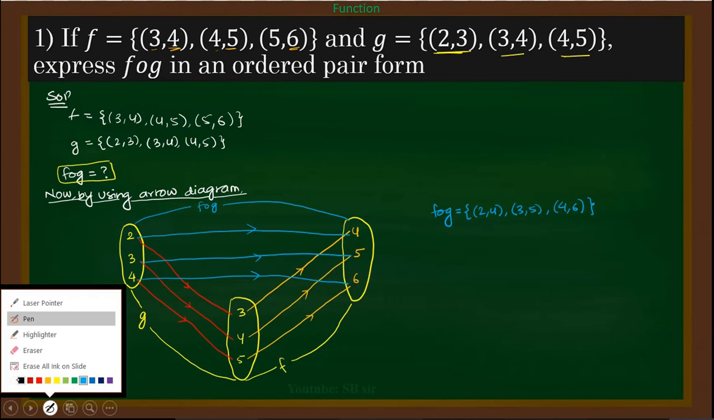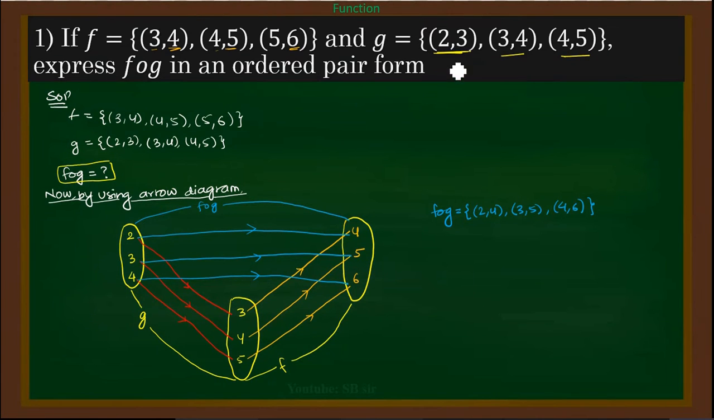We have another method also to solve such questions. Sometimes the question may ask you to find elements like F composite G2. The question may demand to find the value of F composite G2. Okay, you can do it without drawing the arrow diagram also. Let me explain how.